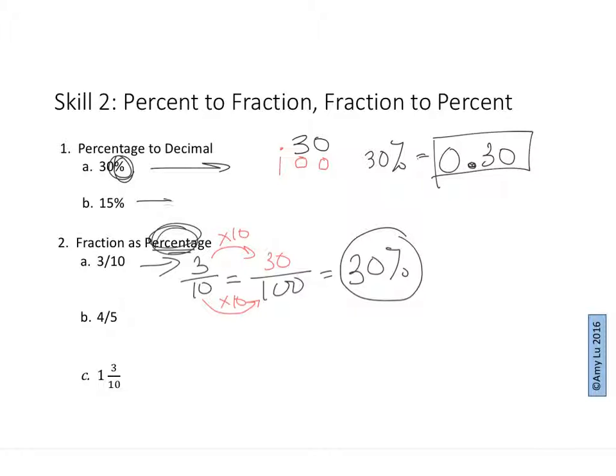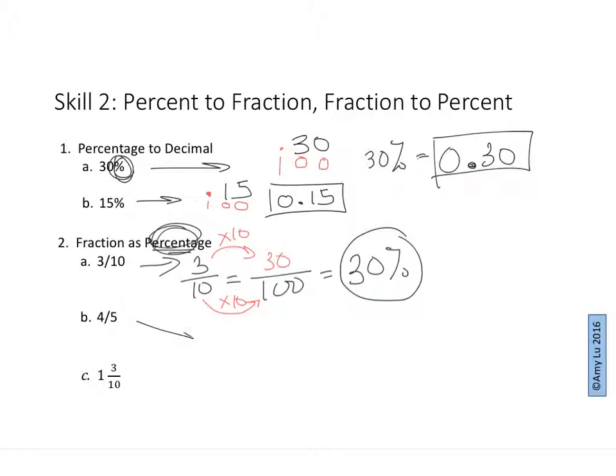So 15%, write down the 1, write down the 5. It's 100 because it's out of percent. 0, a 0, a 1. Where that 1 is, write down your decimal. And so your answer should be 0.15.